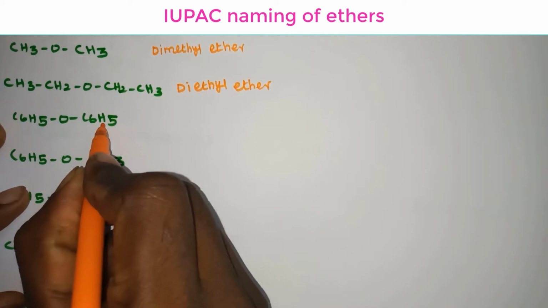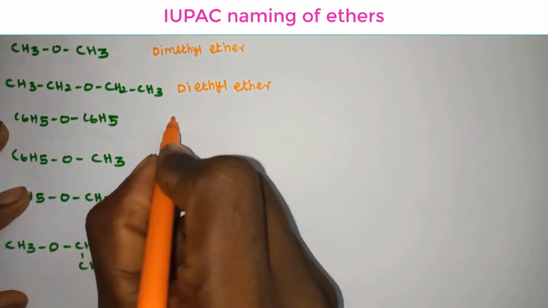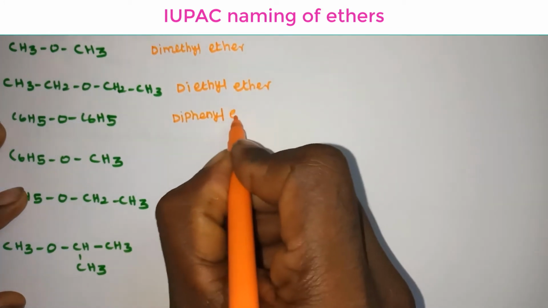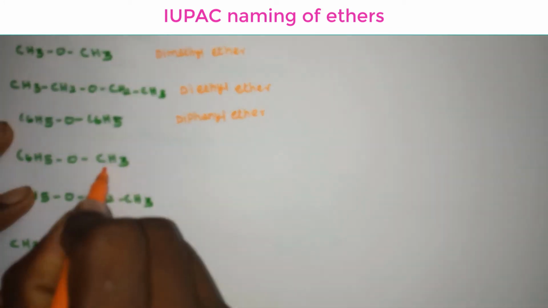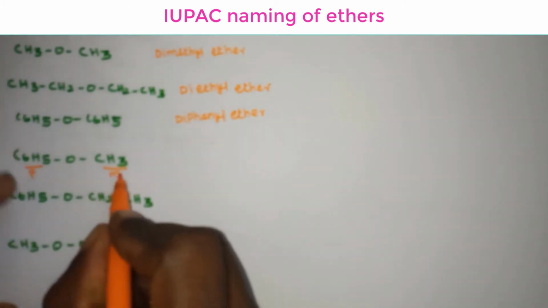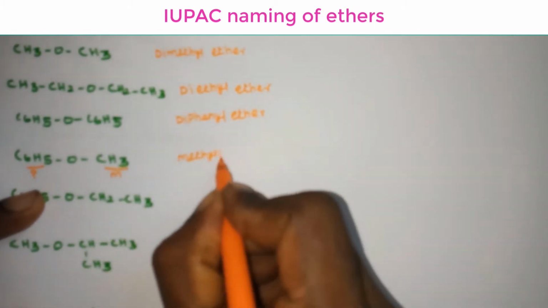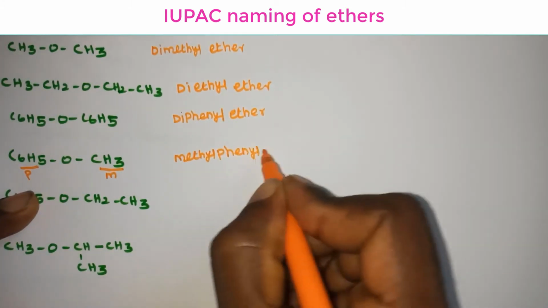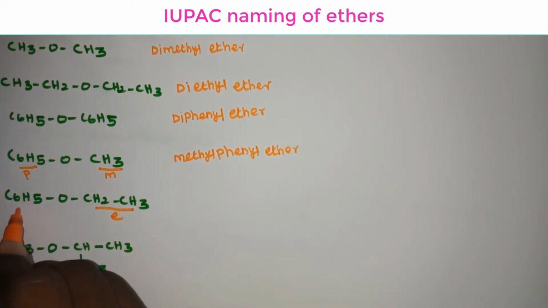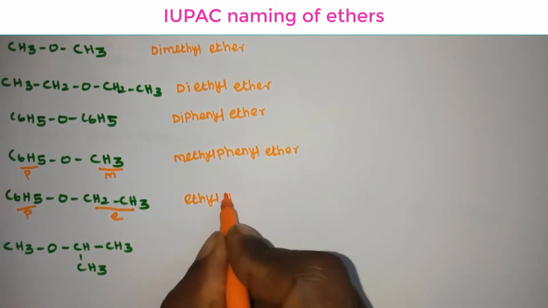C6H5 is a phenyl group. Two phenyl groups are present, so the common name of this compound is diphenyl ether. Next, this is a methyl group and this is a phenyl group. According to alphabetical order, M is written first, so methyl phenyl ether. Next, this is an ethyl group and this is a phenyl group. According to alphabetical order, ethyl phenyl ether.